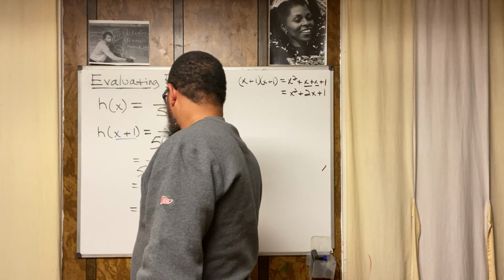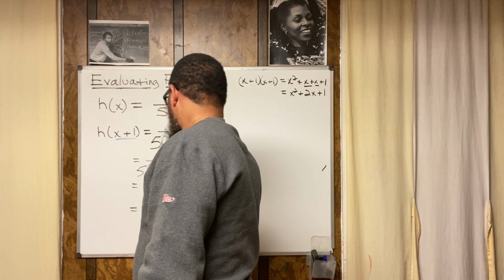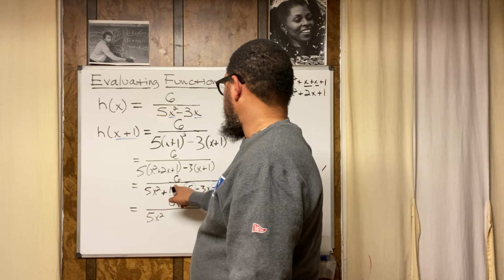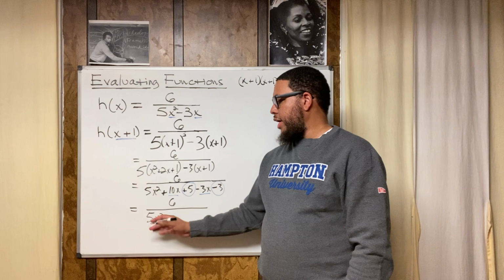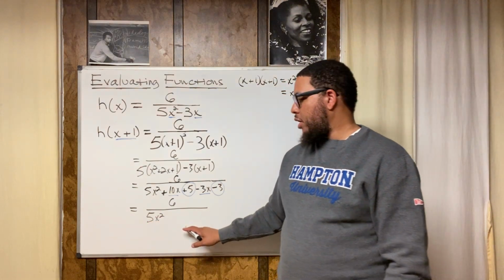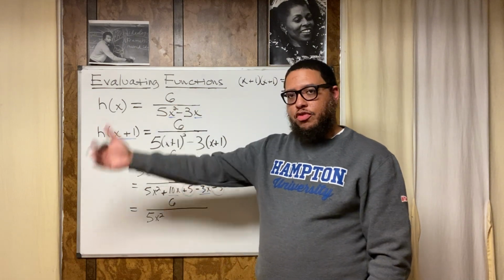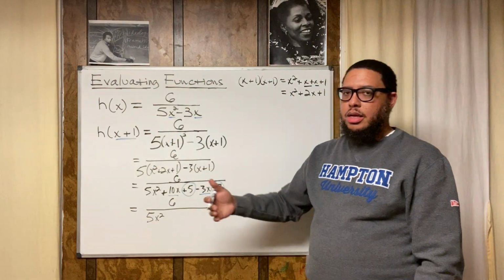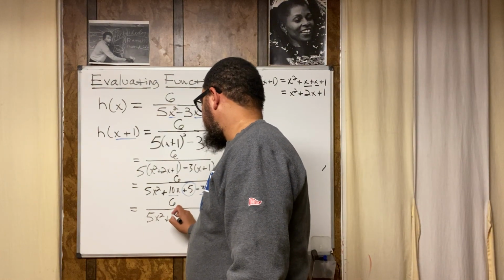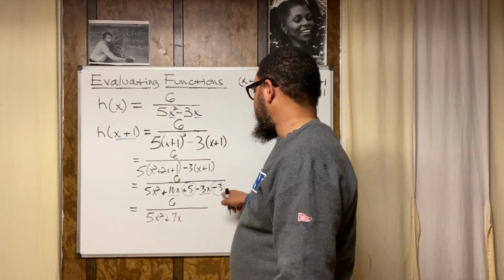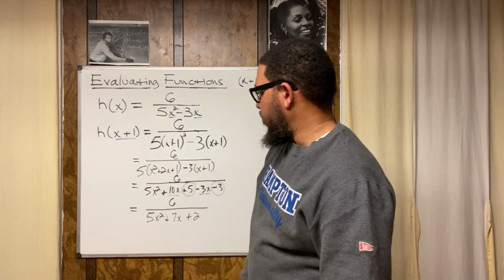So we've got 6 over 5x squared, and then we have 10x minus 3x, and I'm going to put that next because that's x to the first power. When we write this, we should write our terms in descending order according to the exponents. Biggest exponent first, next biggest exponent second, next biggest third, and so on. So 10x minus 3x is 7x, so that's plus 7x. And then the 5 and the minus 3 go together, that becomes positive 2. This is our final answer.